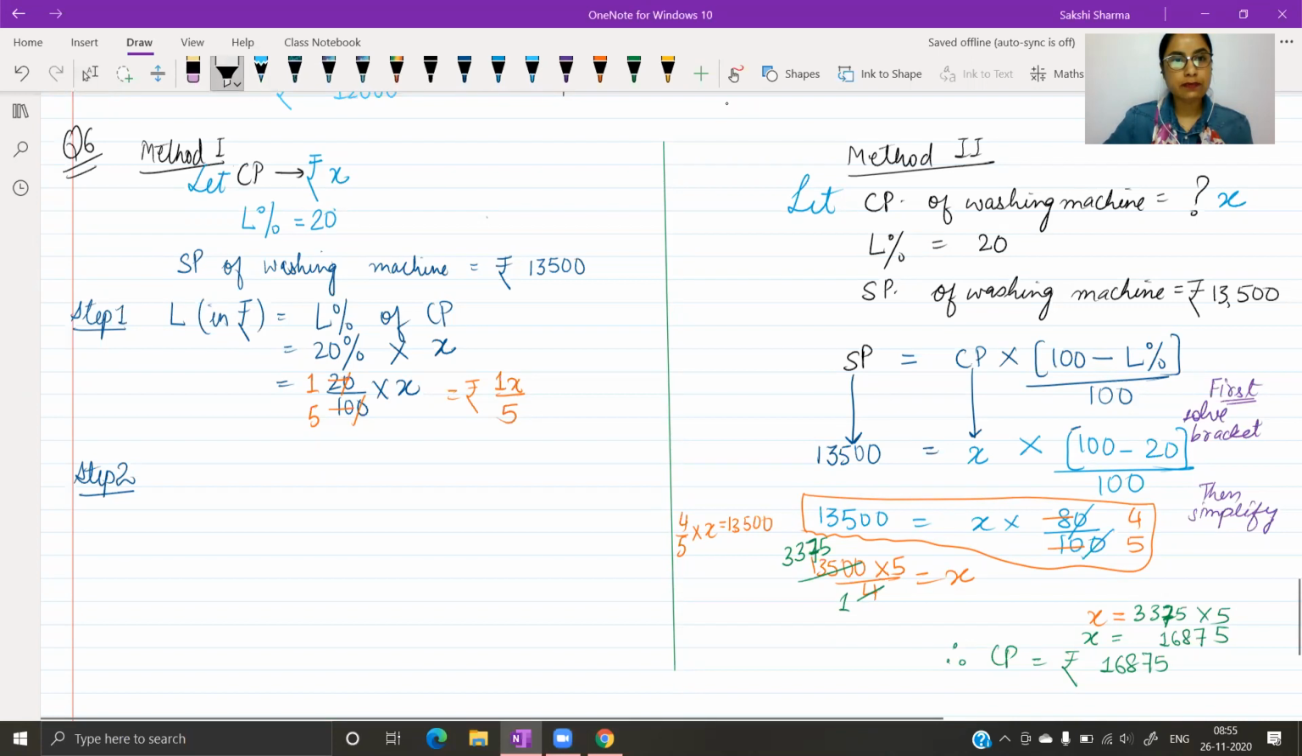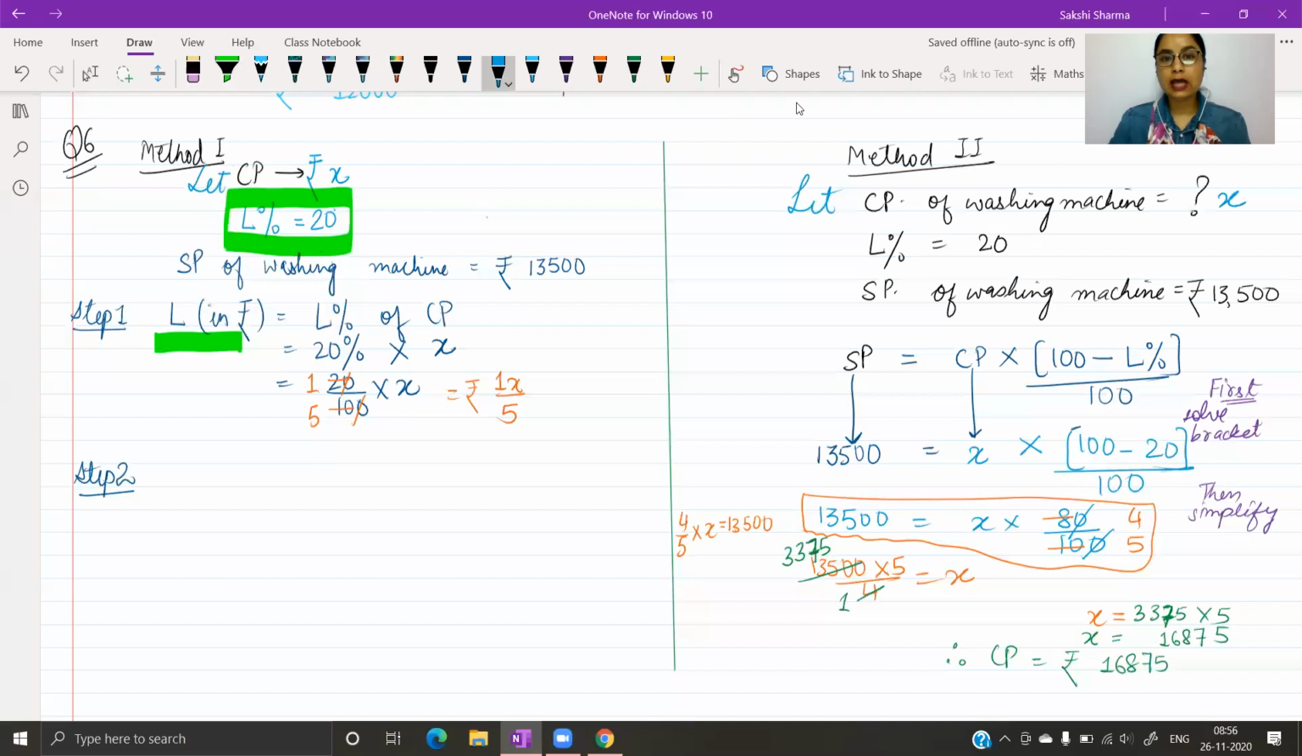I'll just see if I can mark it again. Over here, मेरे पास loss percent था. To convert it into loss in rupees, I have combined that 20% with CP. CP is in X. And then the answer comes out to be X by 5 rupees.